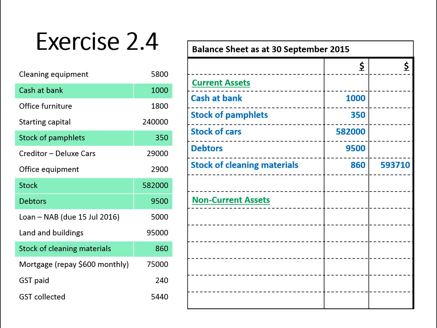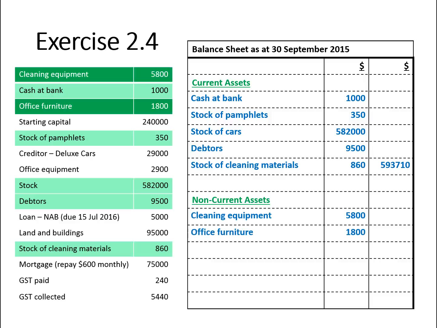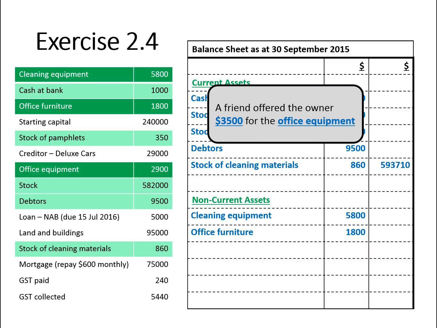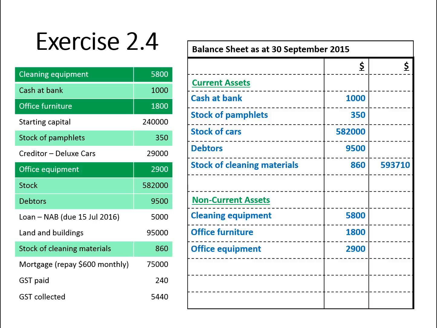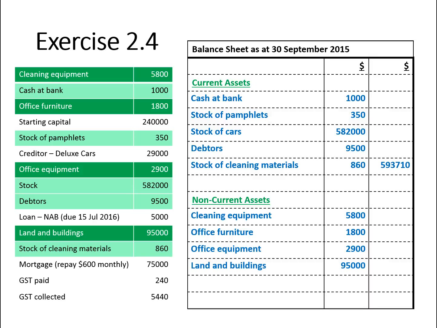Going to our non-current assets, we've got cleaning equipment, office furniture for $1,800. I've got office equipment. Now it's been listed at a cost of $2,900 and a friend has offered us $3,500. So we're actually going to leave it at the $2,900 under the conservatism principle, which says whilst we might have a gain, it's not certain, so we don't recognise it. So therefore we'll just list the office equipment at $2,900. We've got land and buildings, and that'll be all of them.